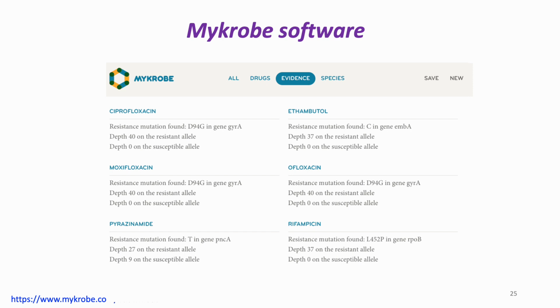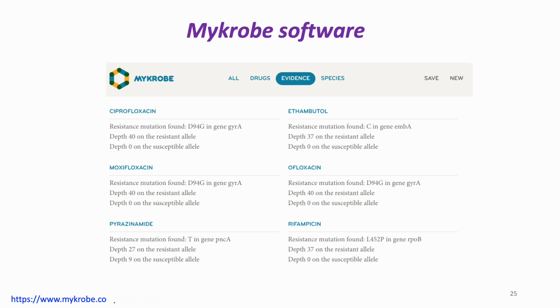And you can see the information on the depth of the allele. You can see here the depth of 40 on the resistant allele. It means that all the sequence reads in this sample support this mutation, and they had this nucleotide change that leads to this amino acid change in codon 94 of gyrA.